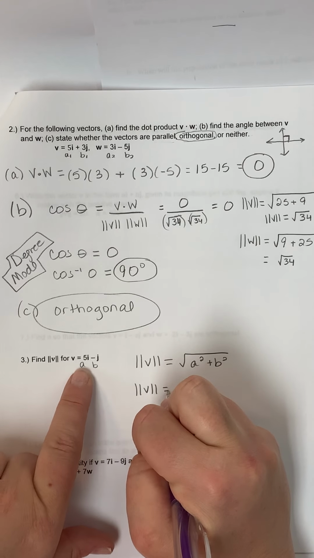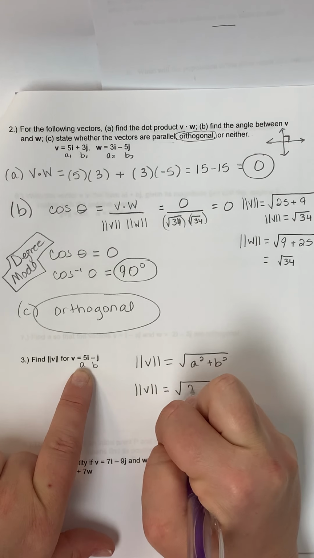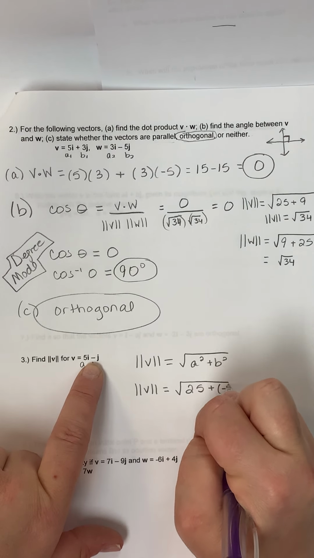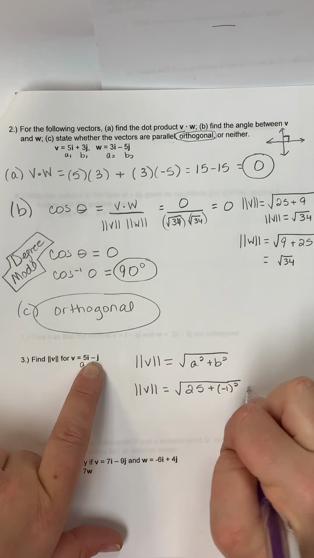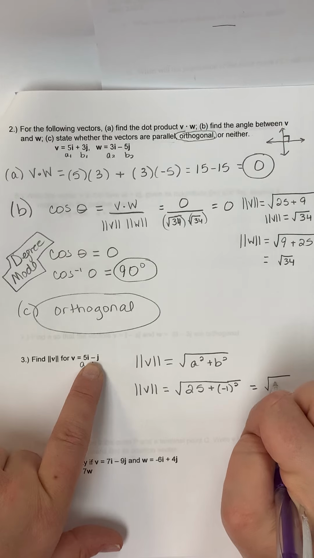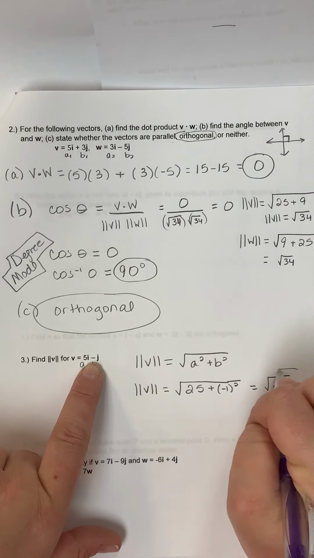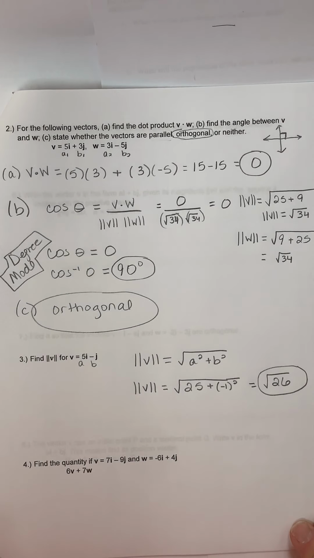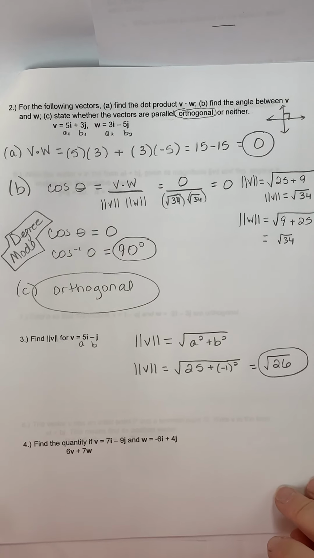So I'm going to have 5 squared, that's 25, plus -1 squared is just 1, and I get the square root of 26, which cannot be reduced. That's a 2 and a 13, and that just does not reduce down. All right. Moving right along here, number 4.